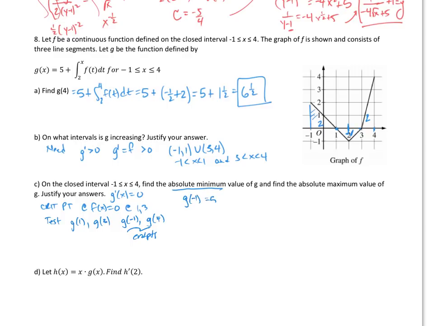This gives me 5 plus the integral from 2 to -1 of f of t dt. And I'm going to switch this around to be 5 minus the integral from -1 to 2. So I flip the bounds. And this ends up being 5 minus, and from -1 to 2, that gives me 2 minus a half, because that's below the axes. And that ends up being 3.5.